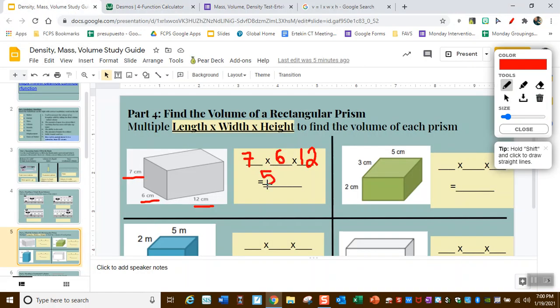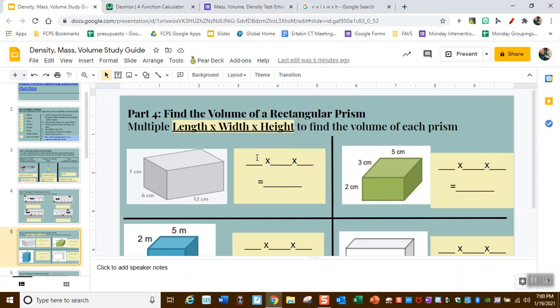So you're going to write 504 centimeters cubed. So this is the unit for volume of a solid. Volumen de un sólido. La unidad es centímetros cúbicos, okay? Let me show you how to do this.